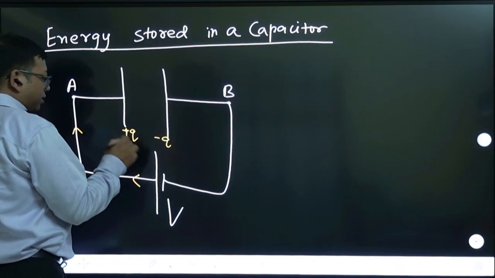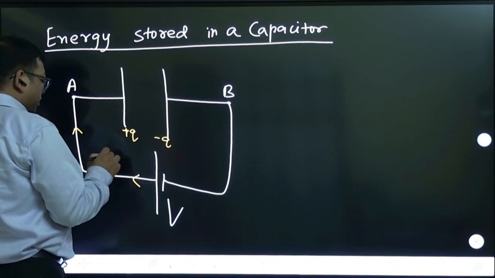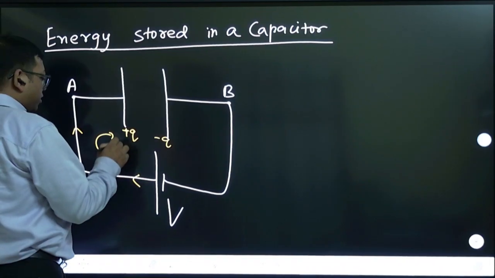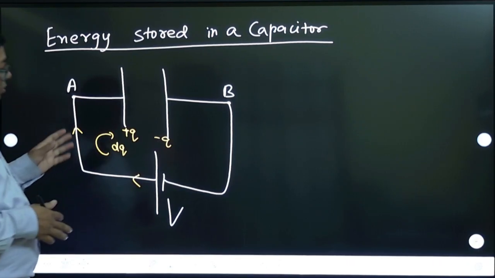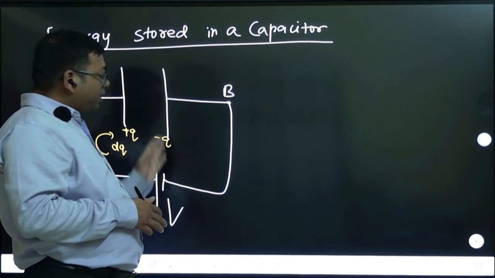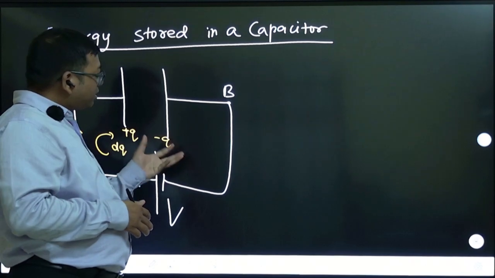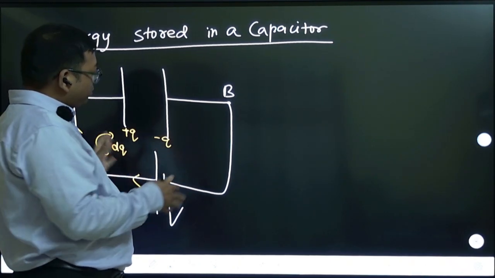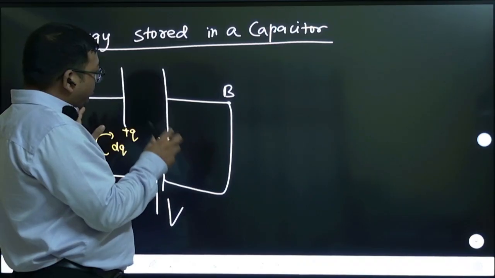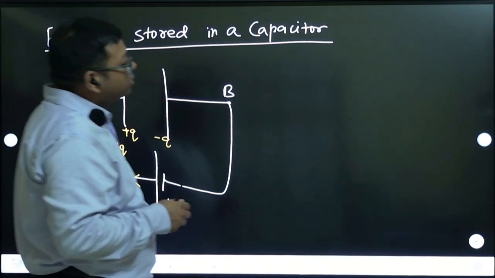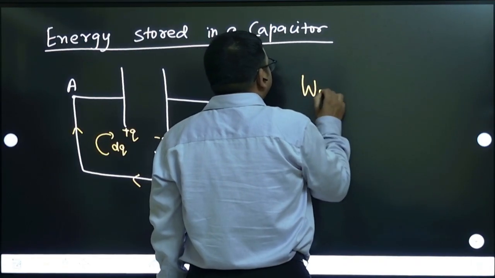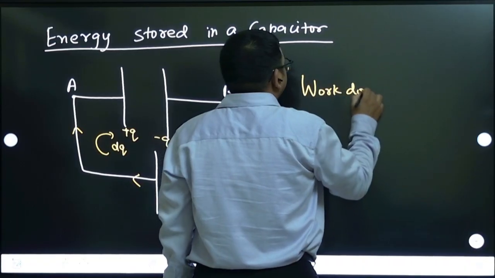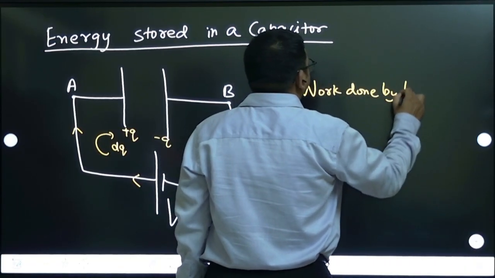Let us say charge right now is q. The battery is sending a small charge dq. So dq charge is getting deposited over the positive plate, and minus dq will deposit on this plate. So finally it will develop plus q, minus q charges. So the battery is doing some work. What is the work done by the battery?